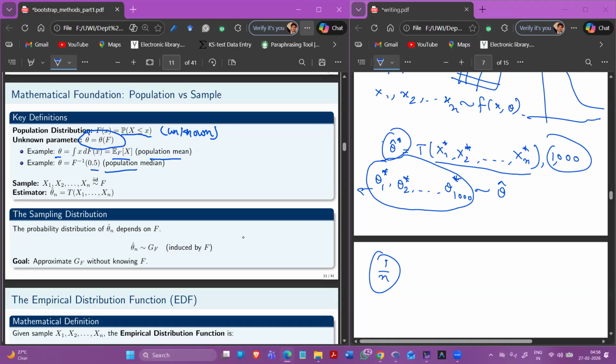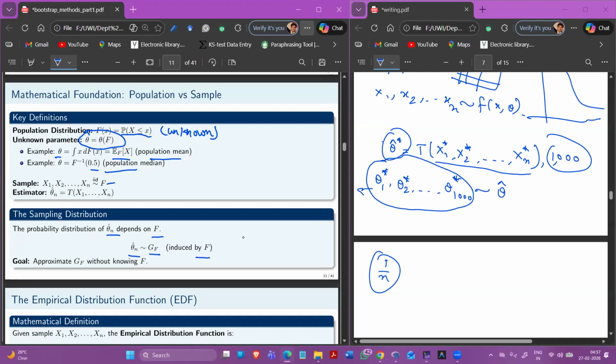The sample x1, x2, xn is an IID random sample following the distribution with CDF F, and the estimator theta n is a function of x1, x2, xn. The sampling distribution of theta n depends on F, and suppose the sampling distribution of theta n is G_F, which is induced by F.